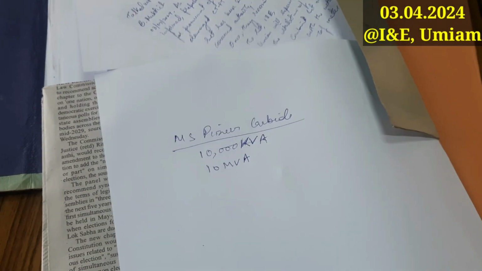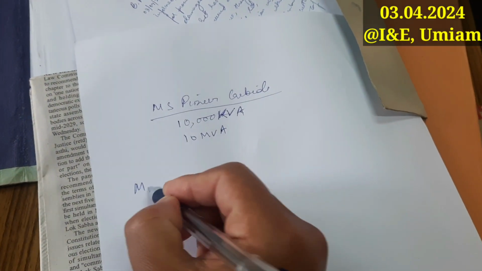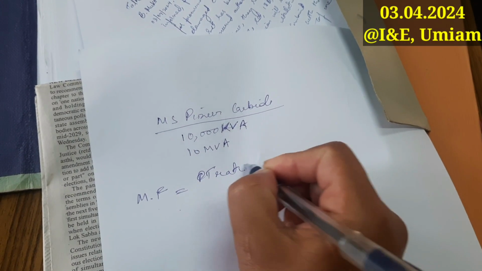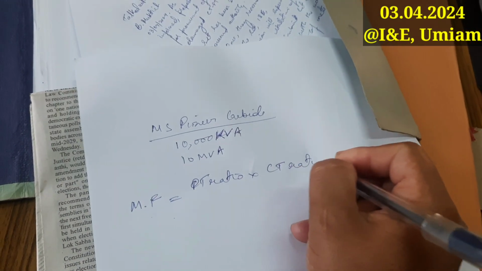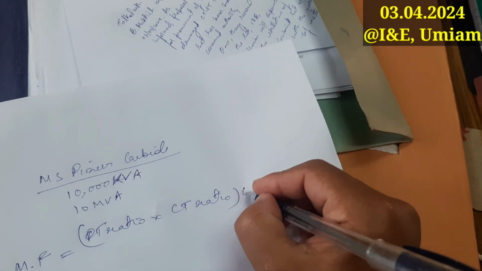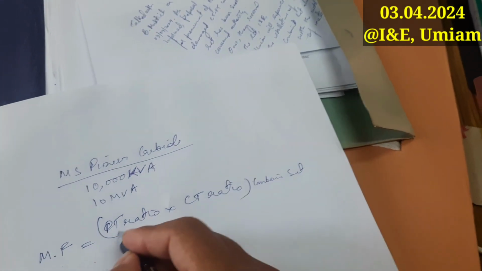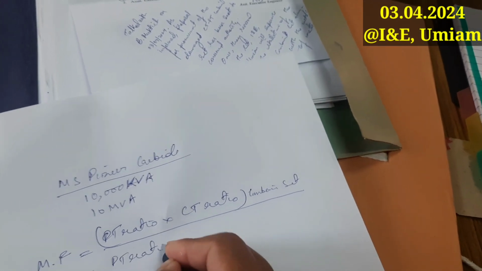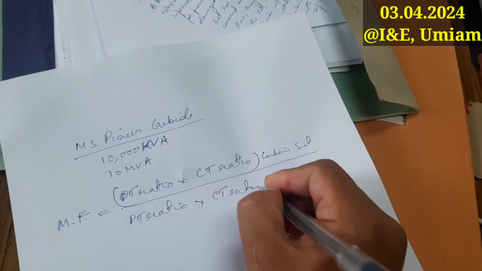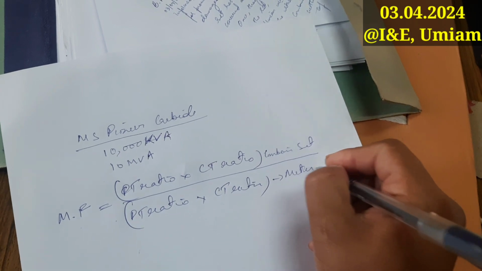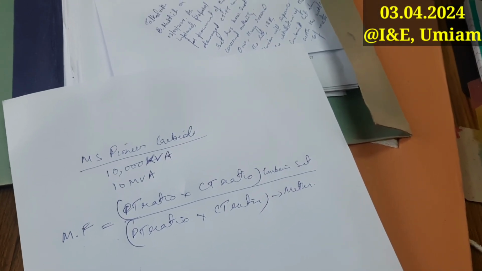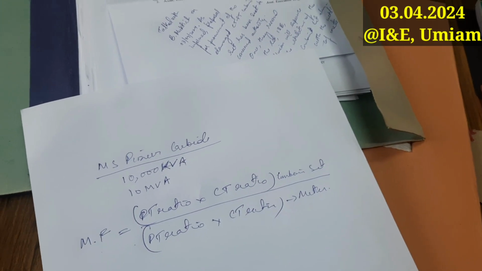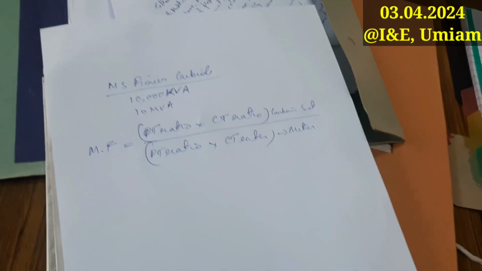For calculation of the multiplying factor, first of all you have to say MF will be equal to the PT ratio into CT ratio of the combined set, divided by the PT ratio into CT ratio of the meter, if it is there, because sometimes in case of EHT metering or HT metering, we may use a meter of a certain PT ratio or current ratio.